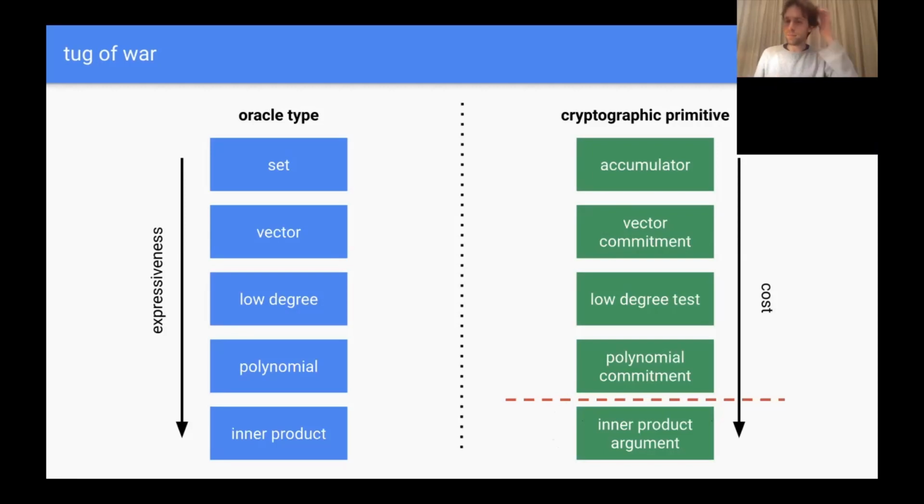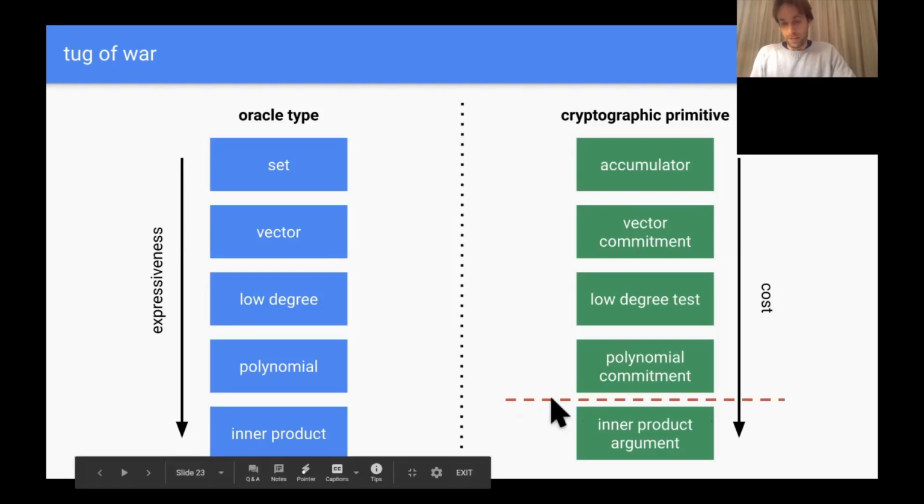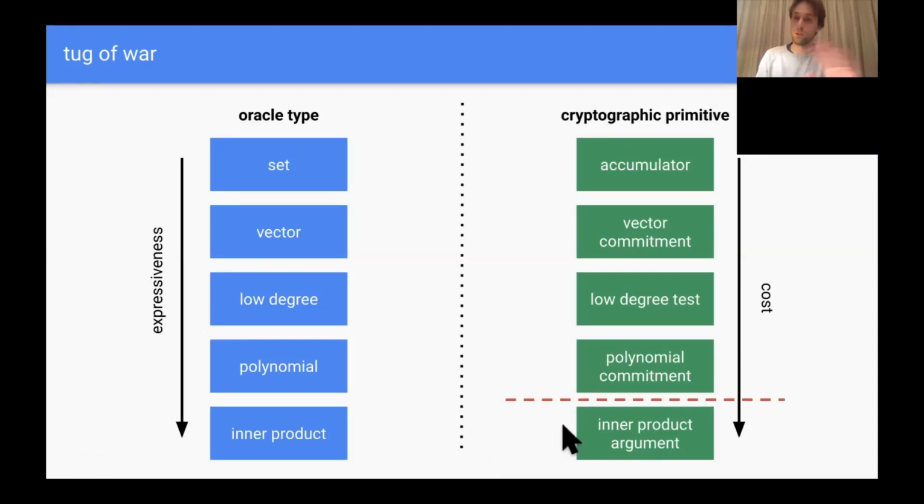And I would claim that there's a barrier of practicality between polynomial commitment schemes and inner products, where the price you have to pay to go from here to here is just too high, and you just don't want to cross this barrier.